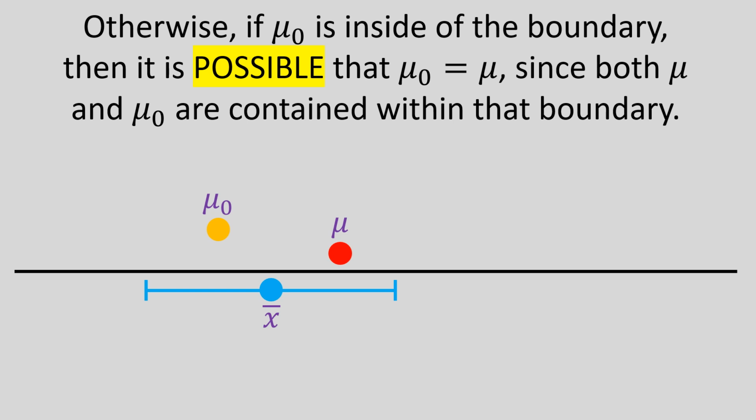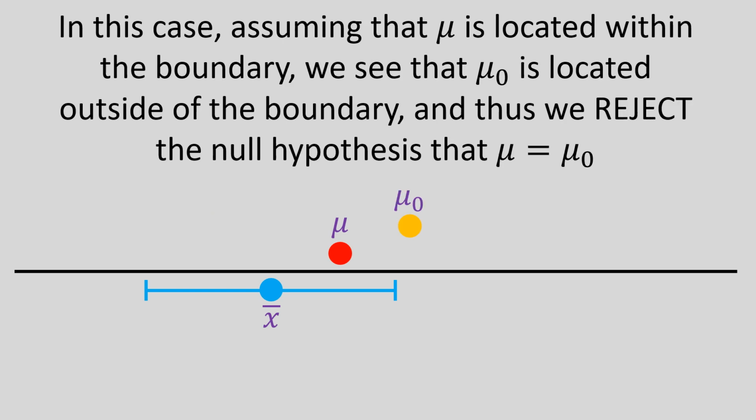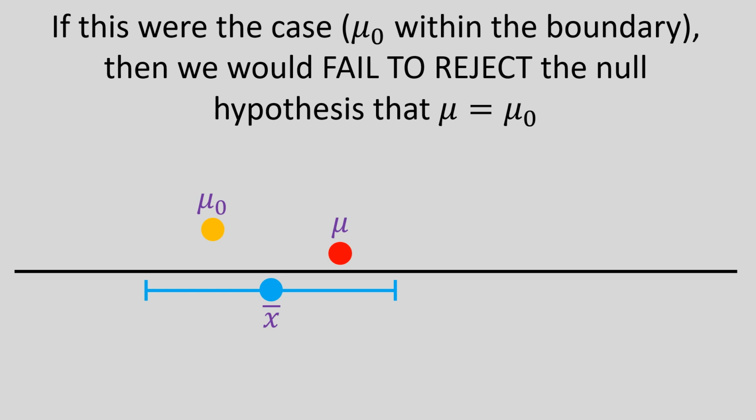On the other hand, if mu naught is inside of the boundary, then it is possible that mu naught is equal to mu, since both mu and mu naught are contained within that boundary. In this case, assuming that mu is located within the boundary, we see that mu naught is located outside of the boundary, and thus we reject the null hypothesis that mu is equal to mu naught. But if this were the case, where mu naught is within the boundary, then we would fail to reject the null hypothesis that mu is equal to mu naught.